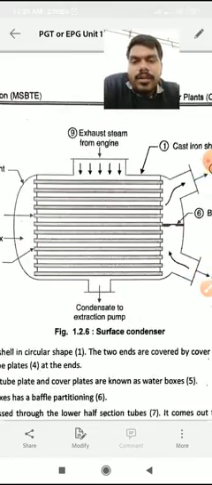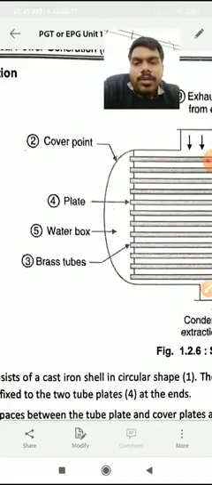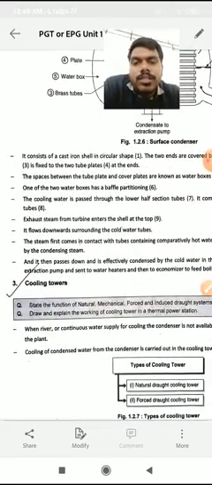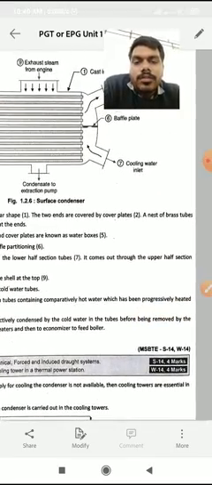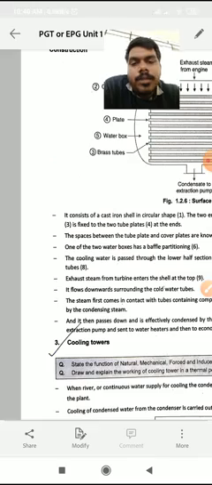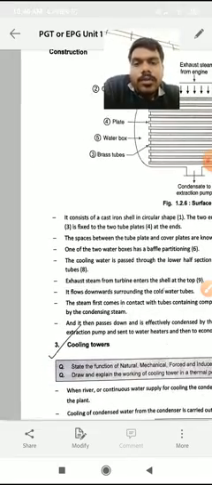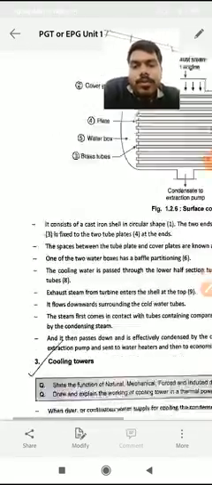We have a cast iron shell, cover plate, tube plate, water box, and brass tubes. It consists of a cast iron shell of circular shape. The two ends are covered by cover plates. A nest of brass tubes is fixed to the two tube plates at the ends. The spaces between the tube plates and cover plates are known as water boxes. So here the water will be available in the water boxes.